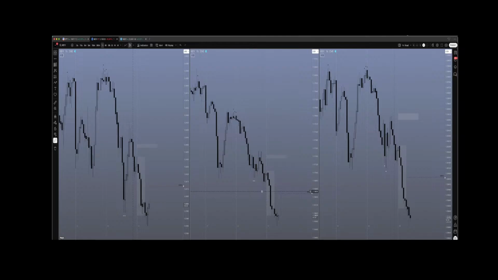We do have to remember though that Asia's expanded and London is more than likely to accumulate, so to form the range for New York.